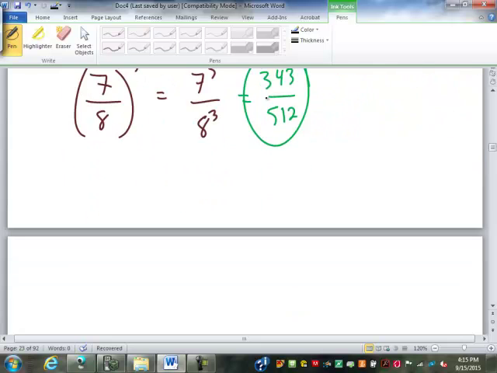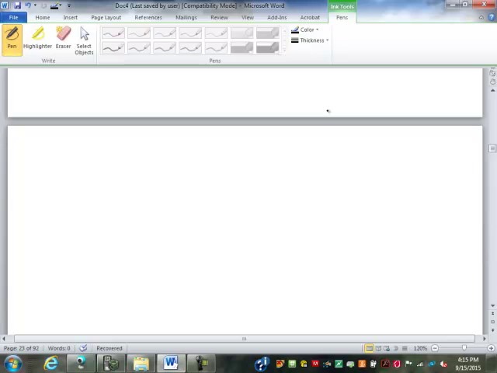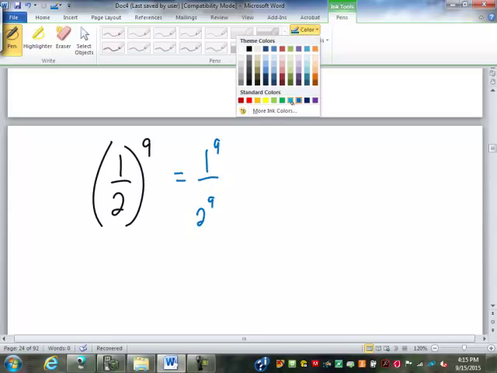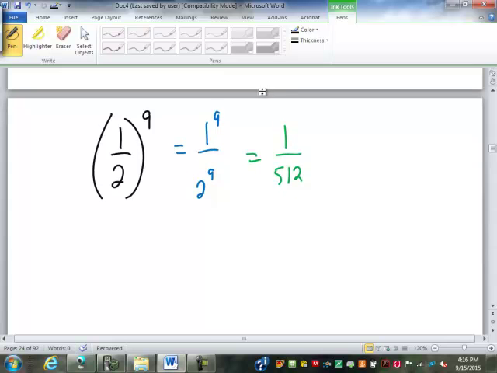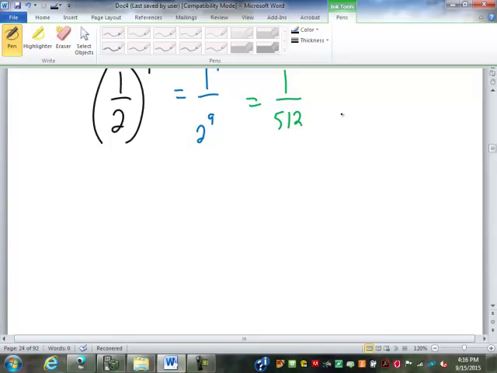So if I have 1/2 to the power of 9, we do 1 to the power of 9 over 2 to the power of 9. What's 1 to the power of 9? 1. What's 1 to any power? 1. 2 to the 9th is 512. So it's 1 over 512. Any questions?